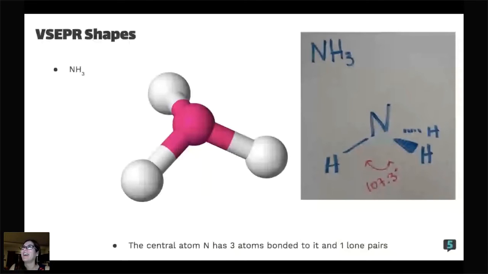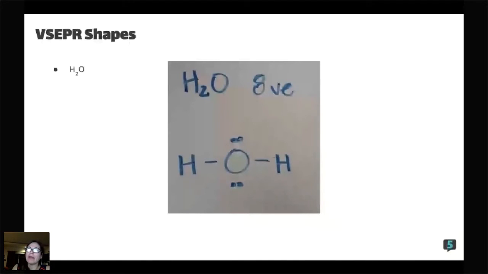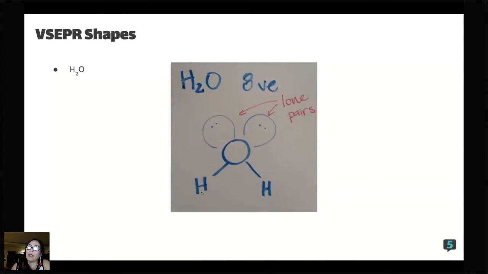Okay, so water. Water has 8 valence electrons. Now we have this structure, and it has 2 lone pairs. 2 lone pairs, so what shape would water take? Remember, the lone pairs exhibit more repulsion. Bent shape, Greta, very good. So the lone pairs exhibit repulsion, and it will force the hydrogen atoms to be closer together. Remember that the lone pairs are actually part of oxygen. So it will look something like this.